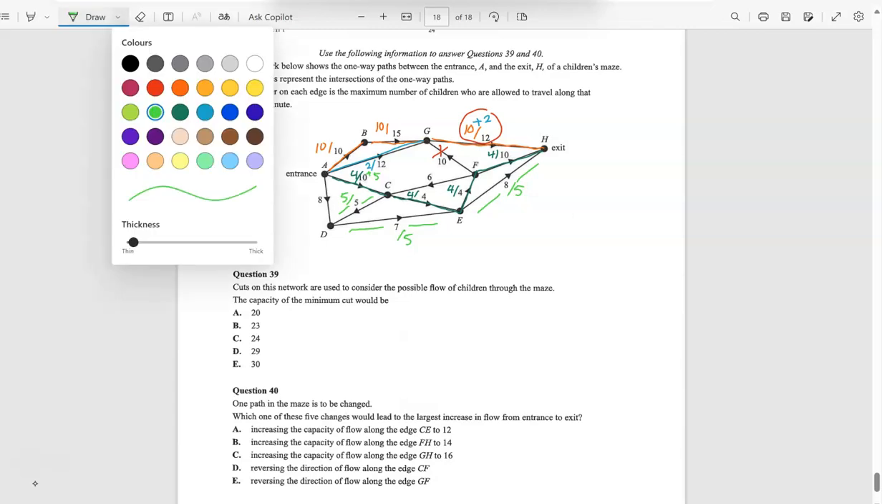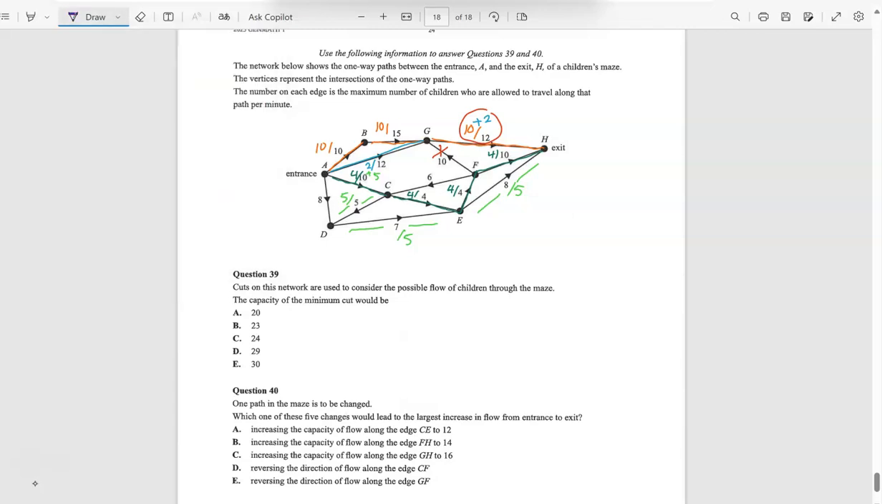So I'm going to do the last one, say this 8. So 8 comes pushing through. Now there's only 2 more left here.